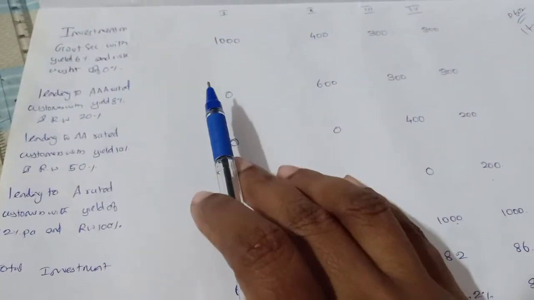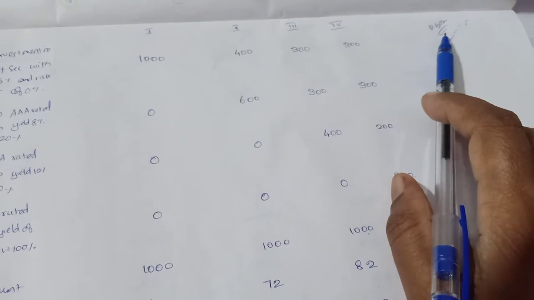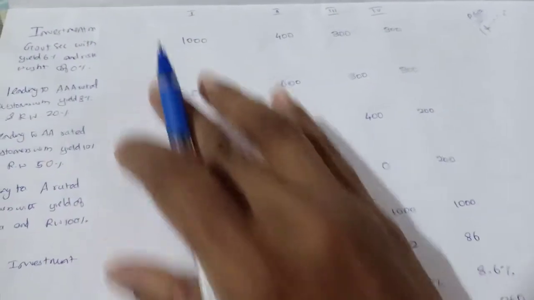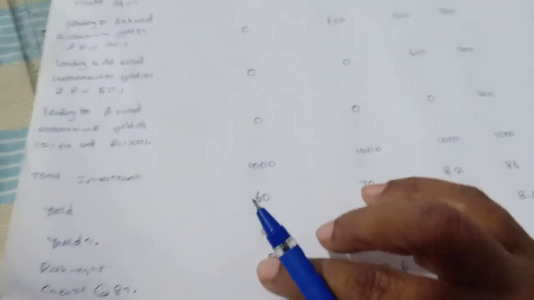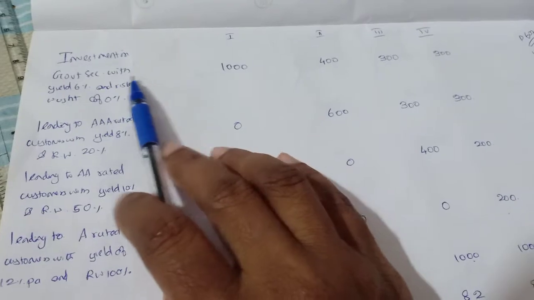Now we are going to see an important problem in CAIIB BFM, page number 602, new edition page number 602. There is a table for finding the capital. Now I am going to explain.